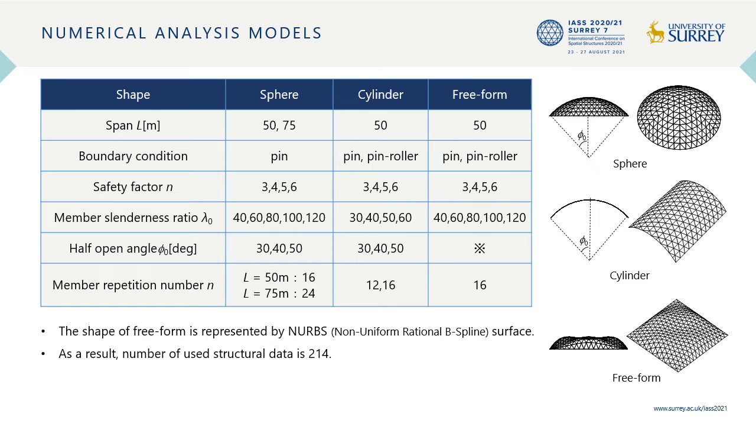This slide shows the structural models. The shell geometries investigated in this study are spheres, cylinders, and freeform surfaces. Each shell is generated and analyzed by varying the parameters shown in the table. All members are assumed tubular members, and all connections are assumed rigid. The shape of the freeform shell is represented by NURBS surface, and the heights of the control points are given randomly. From the preliminary analysis, shells with unrealistically large members are excluded. As a result, 214 analysis models are generated.